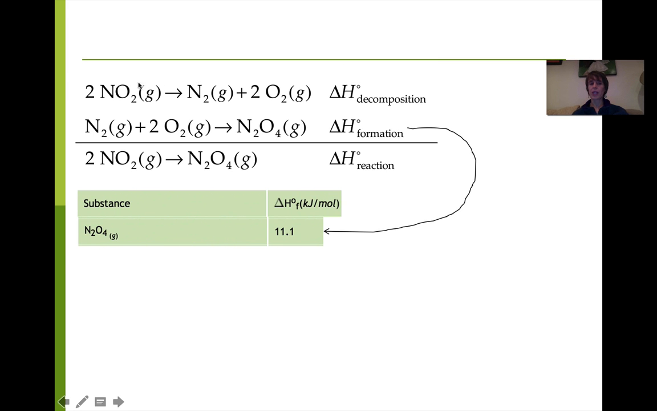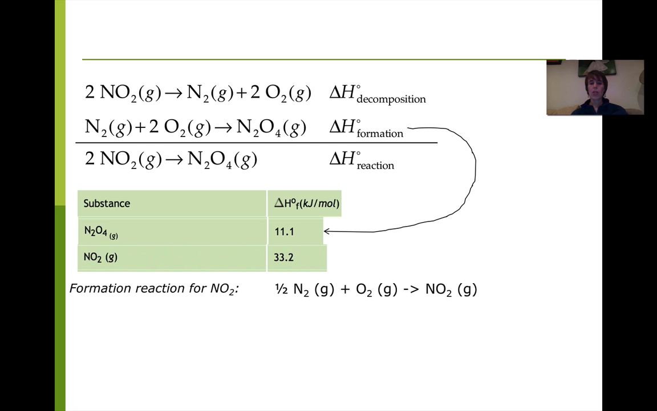Now the decomposition, NO2 breaking into those elements, is not a formation reaction, but I can look up the enthalpy of formation of NO2, and I can get a number for it. So how does that number relate to this reaction? The formation reaction for NO2 would be half of a nitrogen plus an oxygen to give us NO2. Going back to my definition of what a formation reaction looks like, I have 1 mole of the NO2, and I'm using the stoichiometric coefficients that give me the right number of atoms. So that enthalpy change is 33.2 kilojoules per mole.